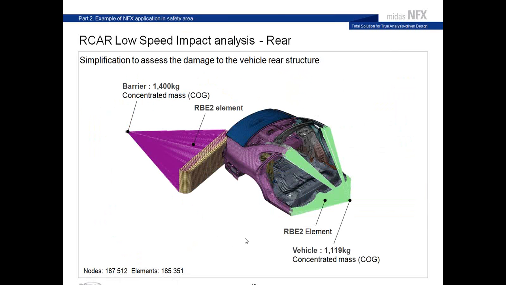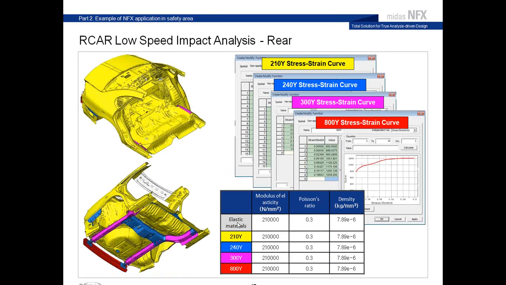Now let's take a look at the rear low-speed impact. In this case, the model is a bit more complex because you need to model more of the rear of the vehicle. There are a few parts to integrate, and the same way, the concentrated mass has been used at the center of gravity and connected to the other parts of the body using rigid links. These are the different parts of the model.